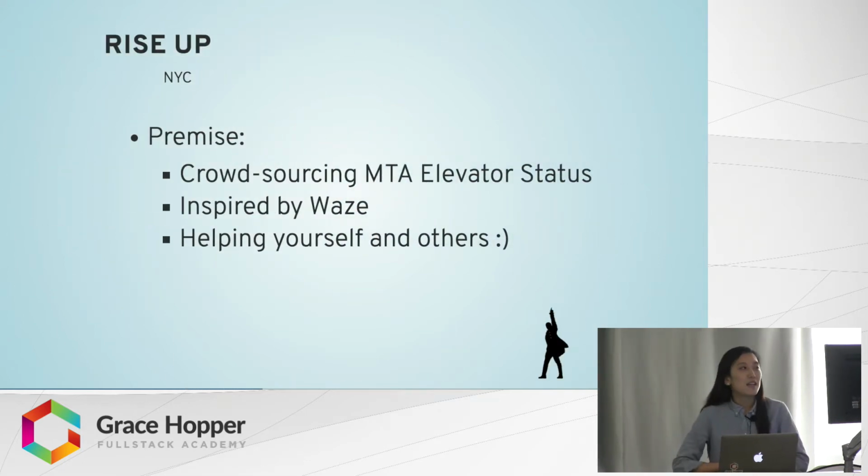All right, so this is inspired by Waze. If you don't know what Waze is, it's crowdsourced navigation. If there's a traffic accident on the road, users can report it and other people can see it. I wanted this app to do the same thing. I want people to be able to report the status of a specific elevator at a subway stop. The premise is simple, but the actual implementation was a lot of work.